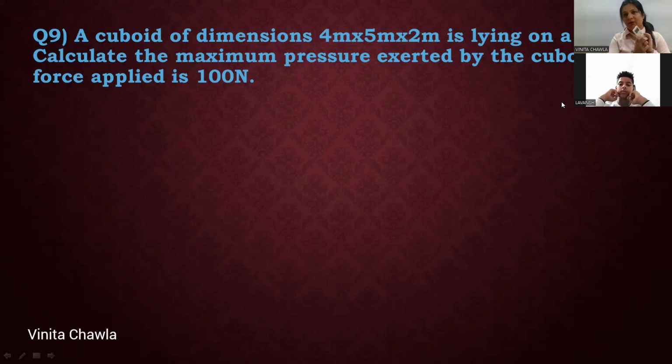And suppose, let's assume that this is a cuboid. So this is 5 meters. The longest one is 5 meters. And this one is 4 meters. And the thickness is 2 meters.